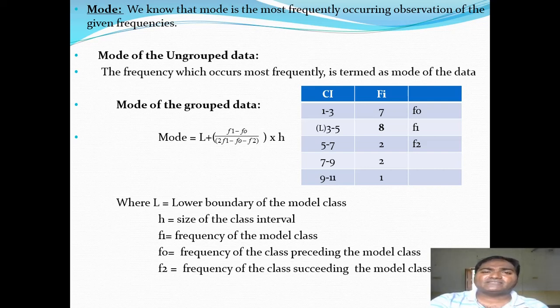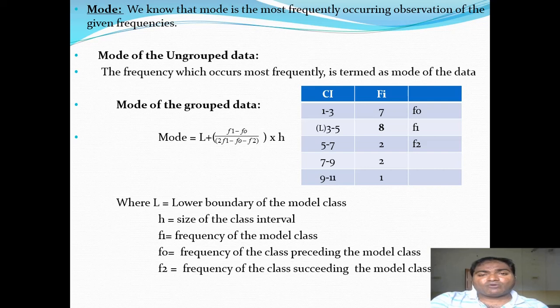The only thing you have to remember is the formula. The formula is mode is equal to L plus f1 minus f0 by 2f1 minus f0 minus f2 into h. What are f0, f1, f2? I have given you an example. The highest frequency is taken as f1, the frequency above it is taken as f0, and the frequency below it is taken as f2. The same thing has to be substituted into the formula, and you'll get the answer. What is L? L is nothing but the lower boundary. The lower boundary of the highest frequency class is taken as L. What is h? h is, as in mean, the size of the class interval.